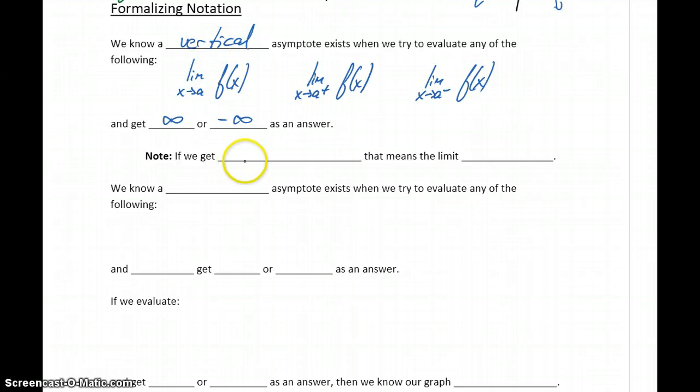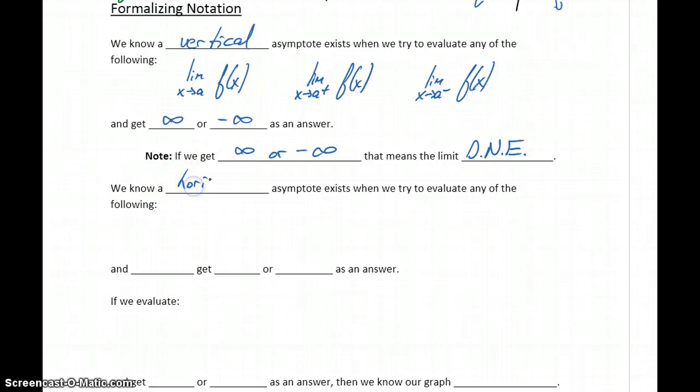So as a note, something just to be aware of, if we get positive infinity or negative infinity as an answer for one of our limit problems, that actually means that the limit does not exist. We'll still write that that limit equals infinity or equals negative infinity because that gives us some more specific information about the way that the limit doesn't exist. But if we have a vertical asymptote, technically the limit never exists.